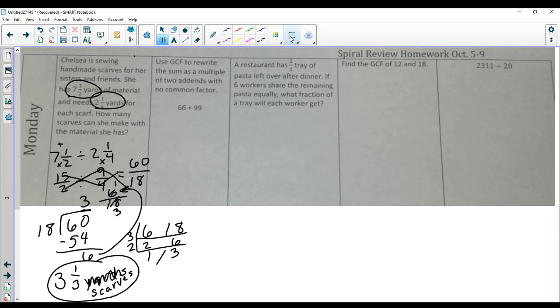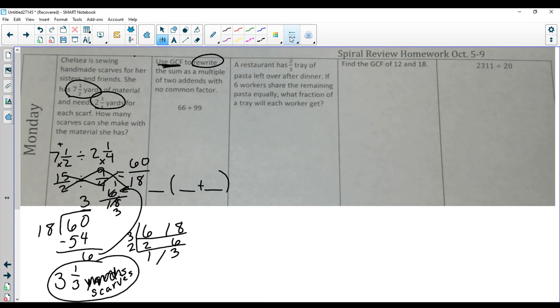All right. Next one says use GCF to rewrite the sum as a multiple of 2 addends with no common factors. We see that it says use the GCF and we're going to rewrite it. Do you remember what we used to rewrite it? Remember what it's called? It had a line and parentheses. The bones. Do you remember the bones? Remember it looked like this?